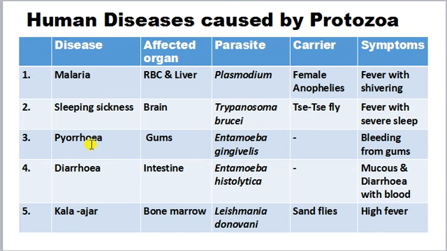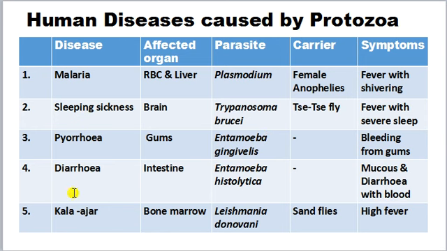Now move on to the third one, that is pyorrhea. Pyorrhea is a serious gum infection that damages your gums and can destroy the jaw line. So it affects the gum and causes gum inflammation, and it is caused by a protozoan parasite. Its name is Entamoeba gingivalis. So it mainly causes bleeding and inflammation in gums. Its main symptom is bleeding in gums. So here pyorrhea is caused by the Entamoeba gingivalis. This is an amoeba, a protozoan amoeba.